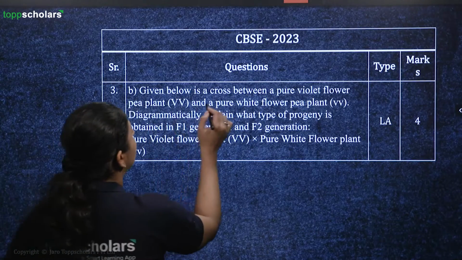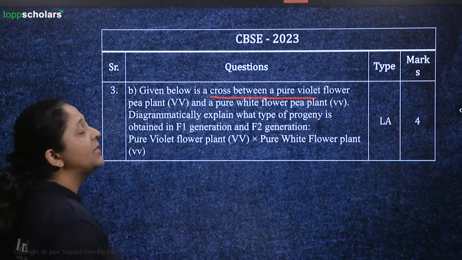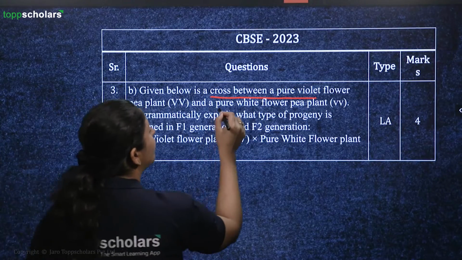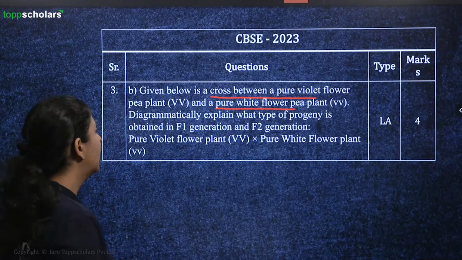Another question given below is a cross between a pure violet pea plant and a pure white flower pea plant.